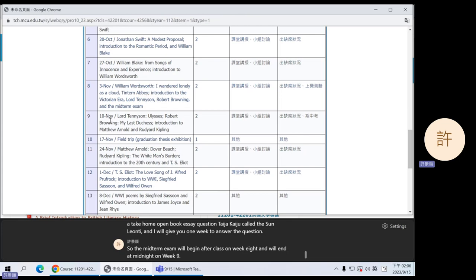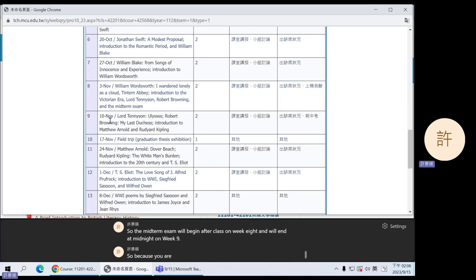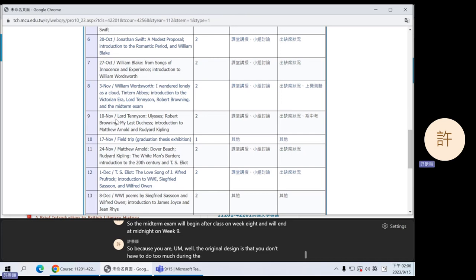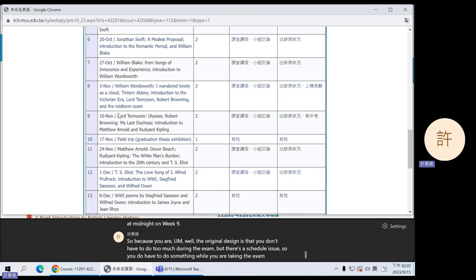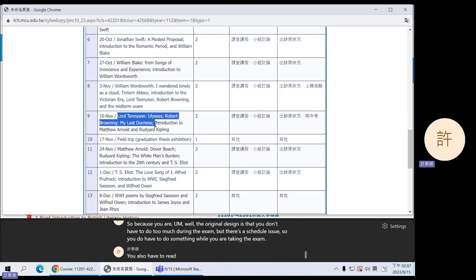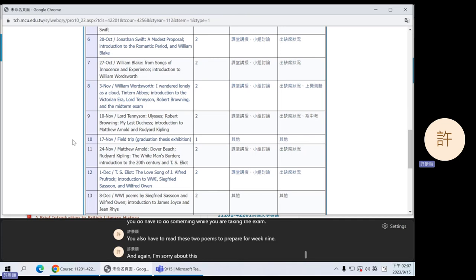Well, the original design is that you don't have to do too much during the exam, but there's a schedule issue. So you do have to do something. While you are taking the exam, you also have to read these two poems to prepare for week nine. And again, I'm sorry about this. And this is because week 10 is a field trip, 校外教学.